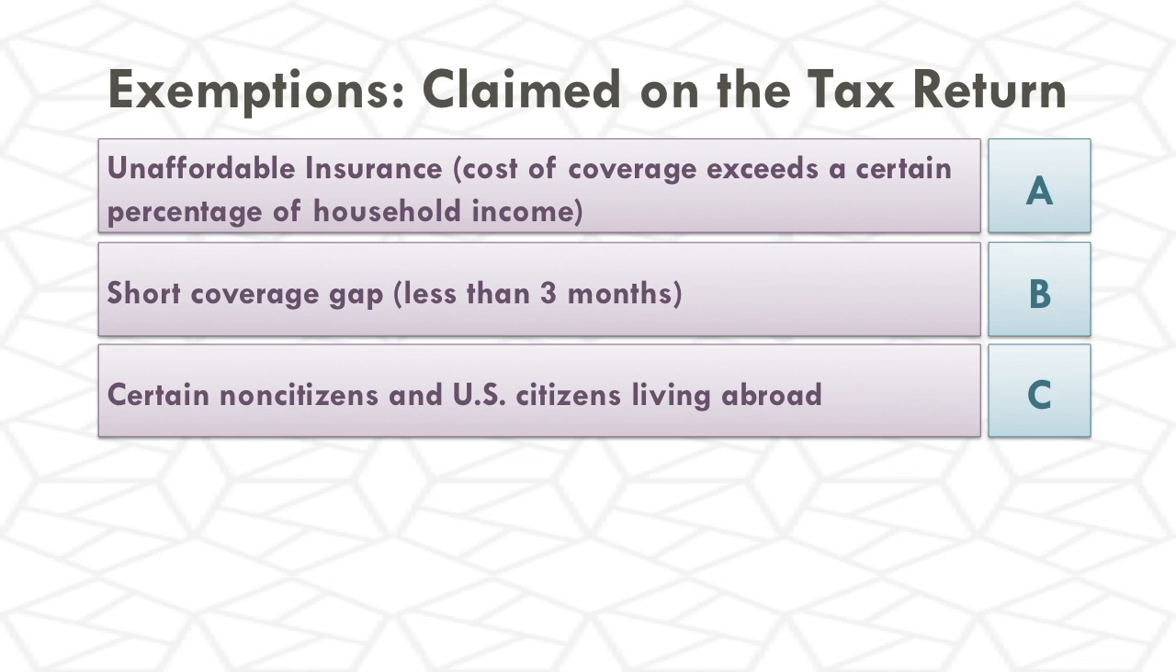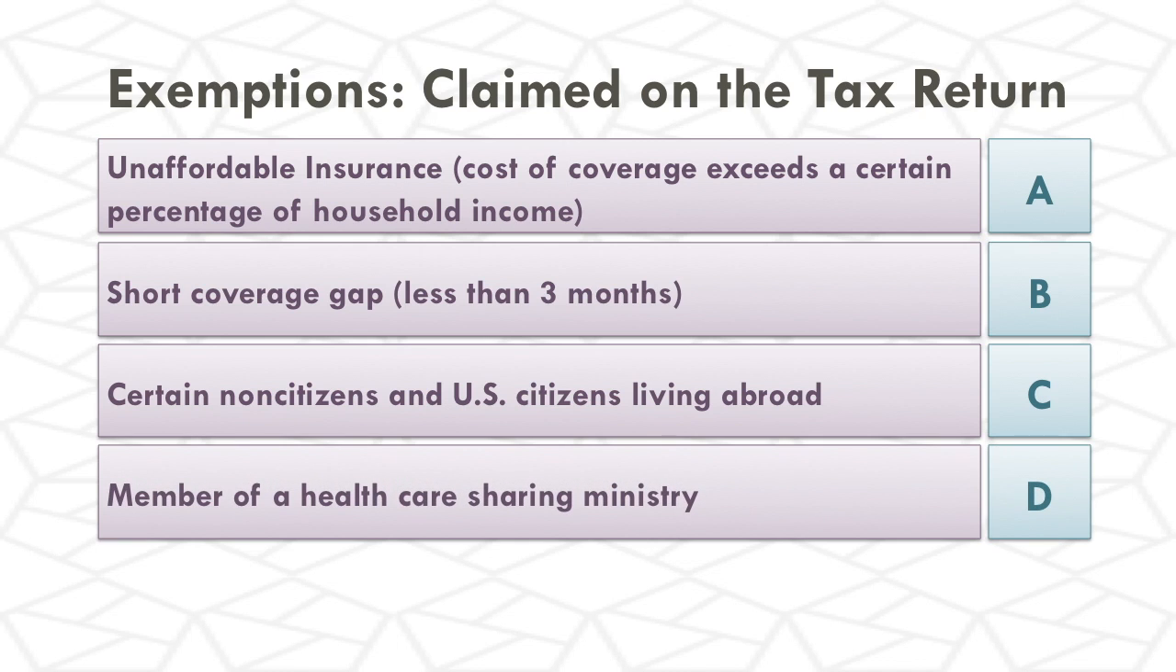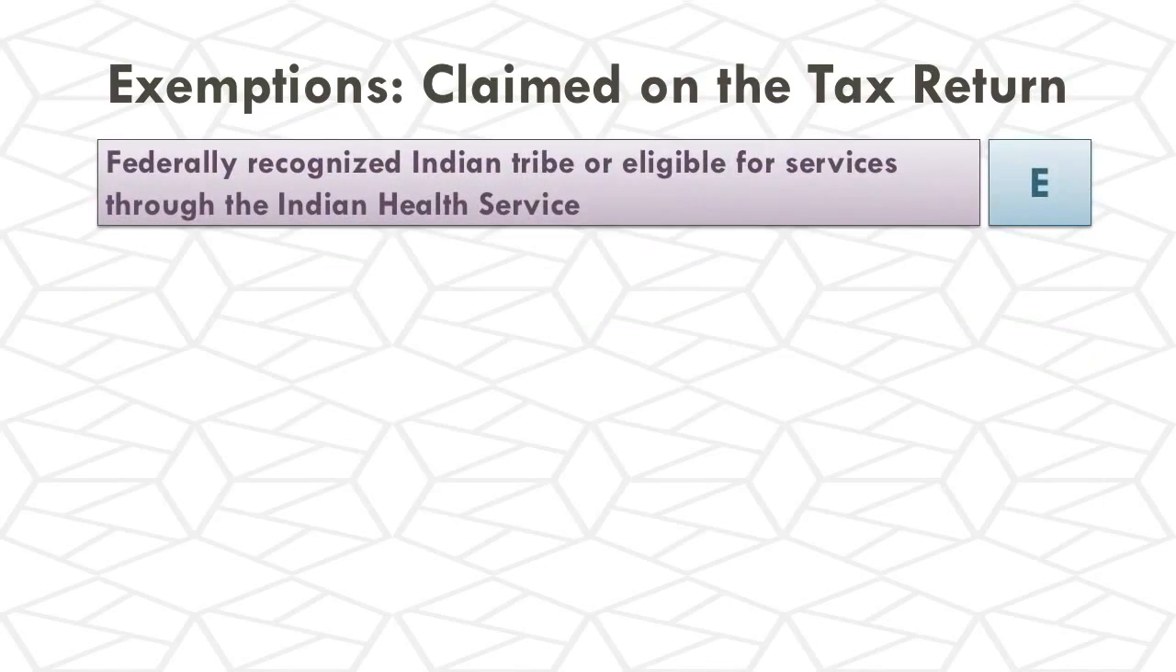Certain non-citizens and U.S. citizens living abroad, with code C. Members of a healthcare sharing ministry, that's code D. This is a type of religious exemption typically. You can see a description of it in your Publication 4012. It's unlikely that we'll see many taxpayers that qualify for this exemption, but it is possible. Next, we have federally recognized Indian tribe or eligible for services through the Indian Health Service. So if we have a taxpayer who is part of an Indian tribe, then they can qualify for an exemption on the return using code E.